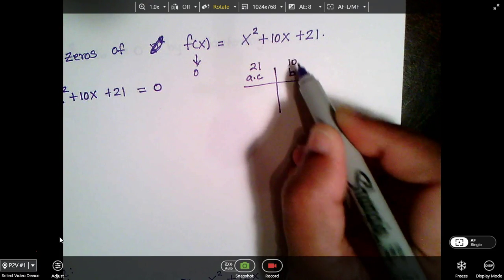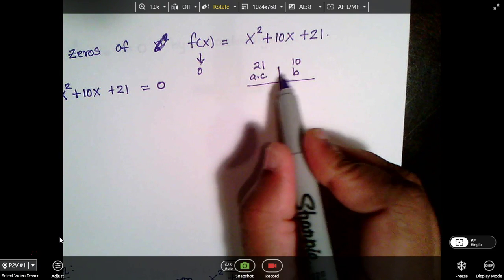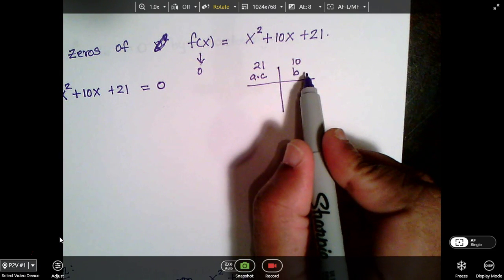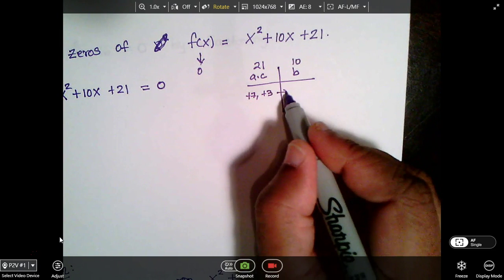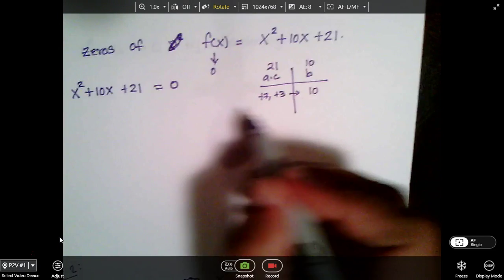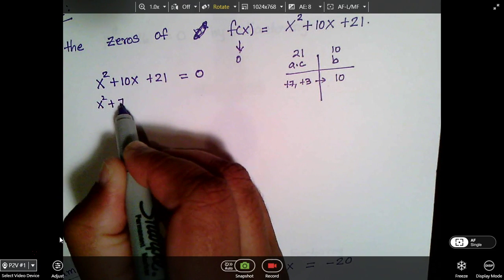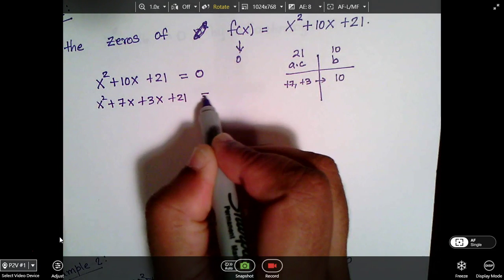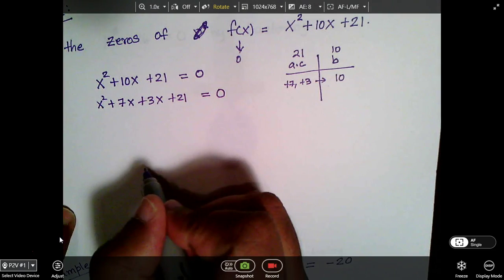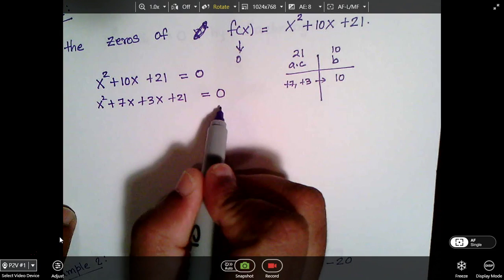Quickly, if I do it, A times C is 21 and B is 10. So I want to find the two factors that will give me that 21 when I multiply them, and when I add them, it should give me the 10. So positive 7 and positive 3 will do my job. I got the sum as 10. So I'm going to split the 10x as x squared plus 7x plus 3x plus 21 equal to 0. I'm maintaining my equation while I'm factoring the left side.